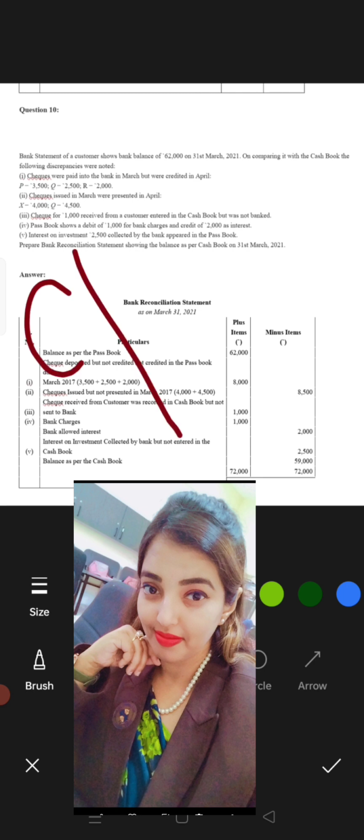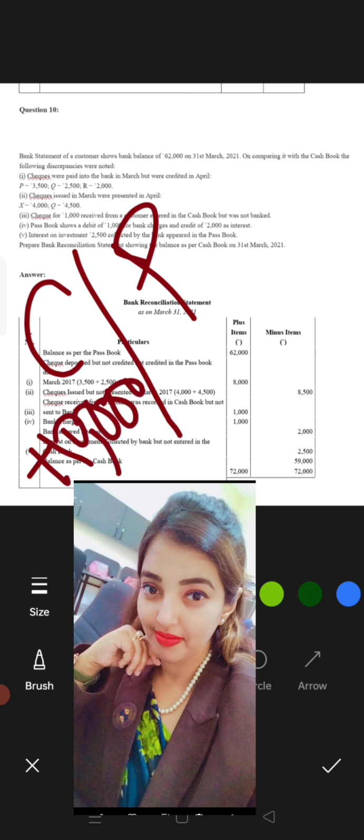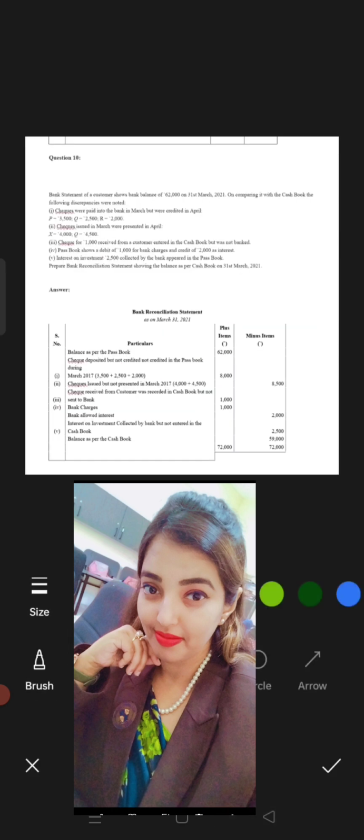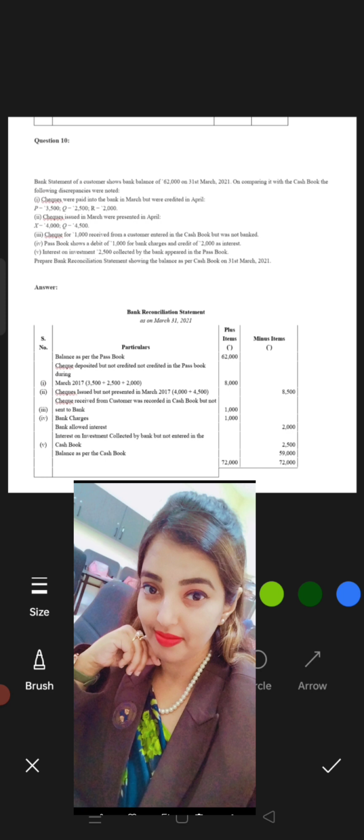Suppose for example this is your cash book and this is your passbook. And if it's given the same transaction, I'll take the same transaction like check deposited into bank but not credited in the passbook. So suppose check deposited into bank 10,000 but not credited in the passbook. यहाँ पर तो पासबुक में क्रेडिट नहीं हुआ. But here in the balance as per passbook you will be following whatever the cash book does. If cash book is added plus then in the passbook also it has to be plus. I hope it's clear. So I'll make you understand by solving all the transactions.